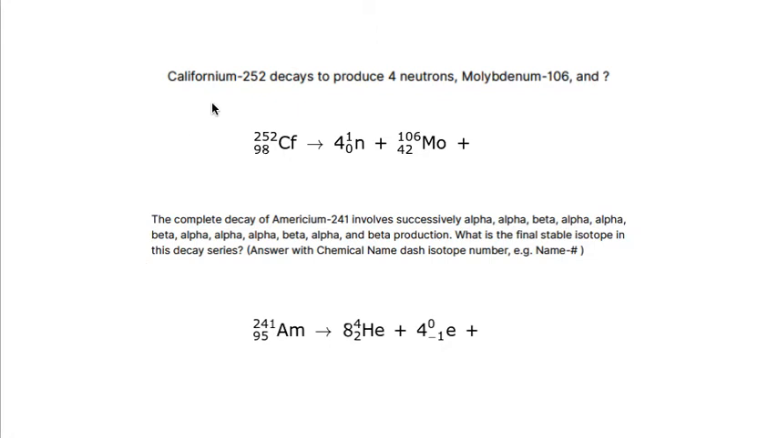Next problem, californium-252 decays to produce 4 neutrons, molybdenum-106, and another unknown particle. In order to determine this, again, we need to be sure to indicate that we have 4 neutrons. Now, to write this correctly, we should have 4 as a coefficient next to our correct mass number and atomic number for neutron. Do not put 4 over 0, that is incorrect. These are 4 separate neutrons that are being produced.